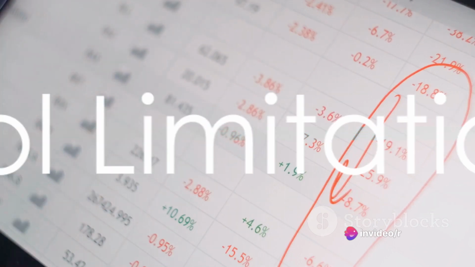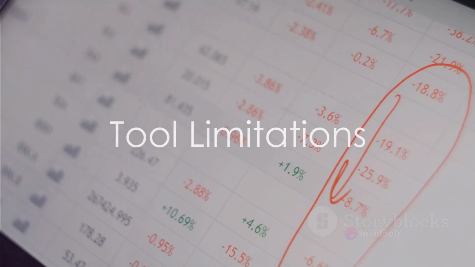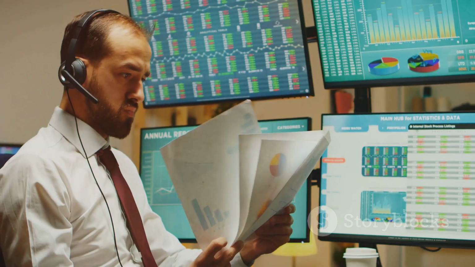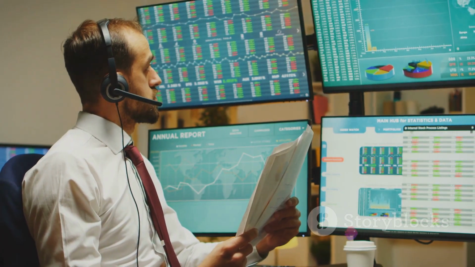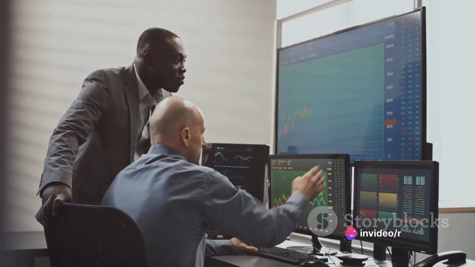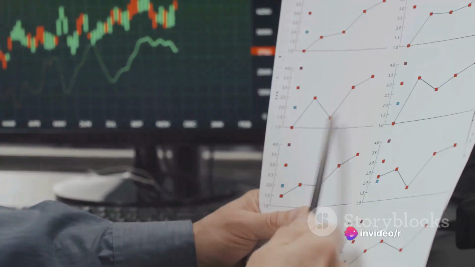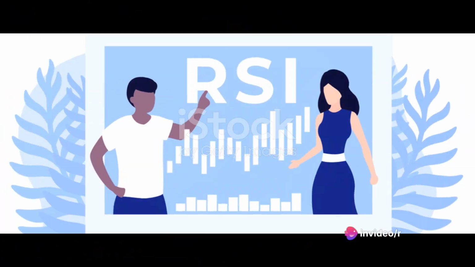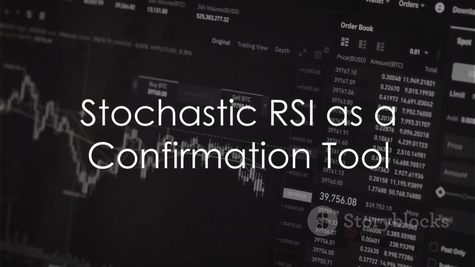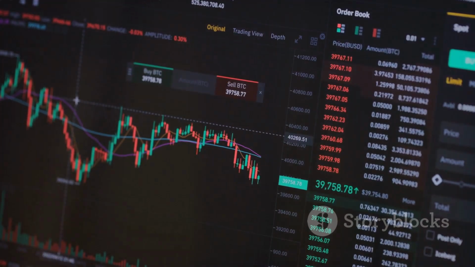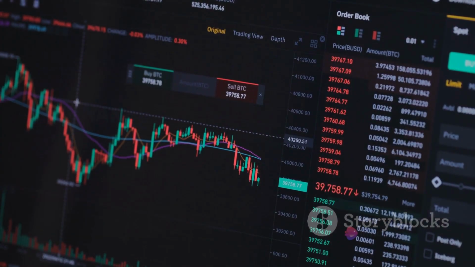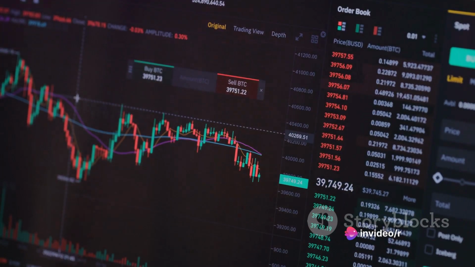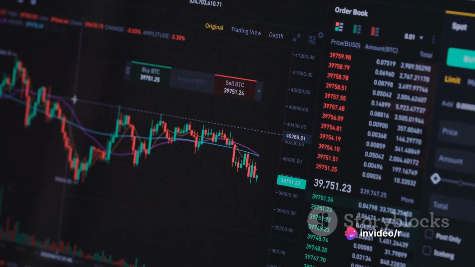However, like every tool in a trader's arsenal, it's not perfect. It has its fair share of limitations, one of which is the possibility of producing false signals. But remember, the stochastic RSI isn't infallible. It can produce false signals. Interestingly, the stochastic RSI can also be used as a confirmation tool. This means it can be employed in conjunction with other technical indicators and analysis methods to provide a more nuanced and comprehensive view of the market.